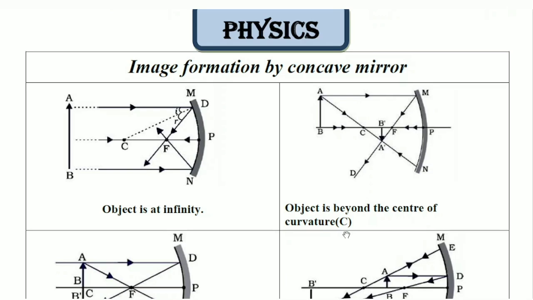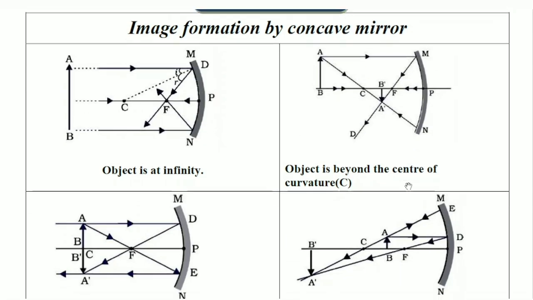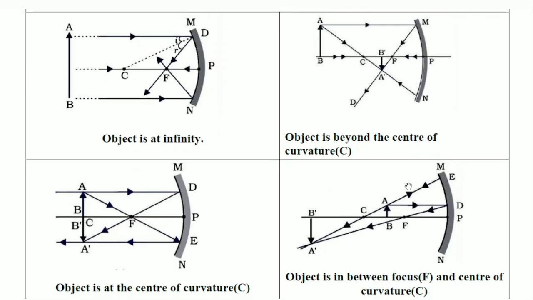So here I have given the diagrams. This is for the concave mirror: when the object is at infinity, when the object is beyond the center of curvature. So the ray diagram is very important. They will ask the formation of image and the nature of the image. It's very important. They will ask for 3 marks: one for the ray diagram, one for the nature of the image, and one for the size of the image. Very important. So here also I have given some ray diagrams.